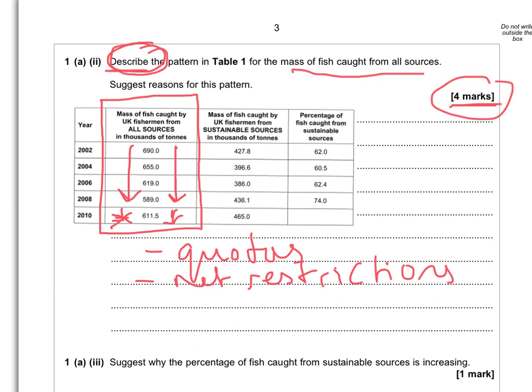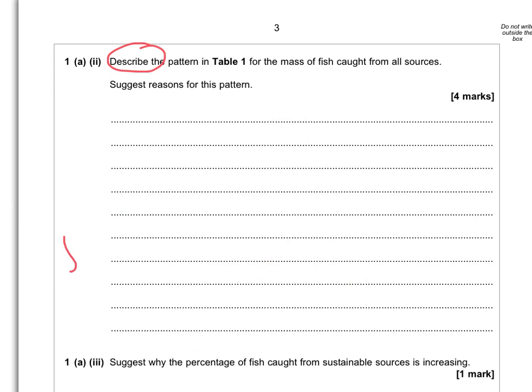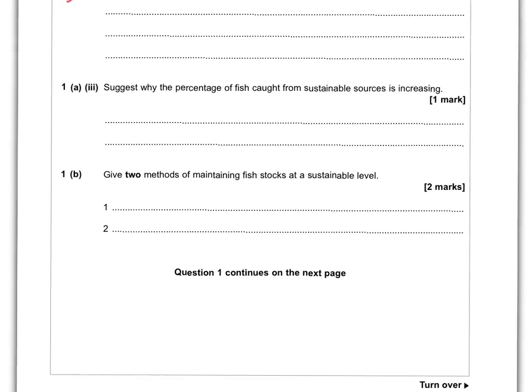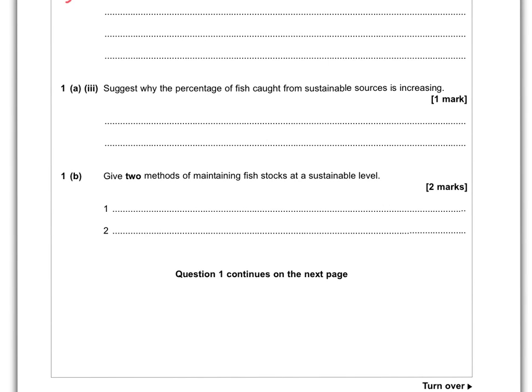Right, let's move down. So heading down the page, we're going to have a look at the questions that appear next. So we've got question 1A2. Suggest why the percentage of fish caught from sustainable sources is increasing. Well, that's due to greater awareness of sustainable fishing techniques by the public. They know more about it, or a greater demand. People these days want to have fish caught from sustainable sources. Many people won't eat fish caught in the traditional way. So it's either greater public demand or greater public awareness bringing that about.